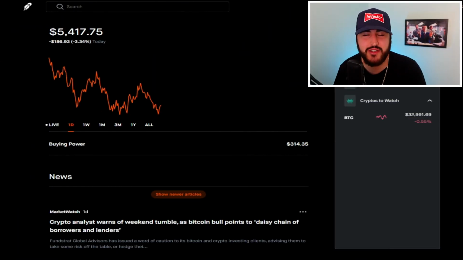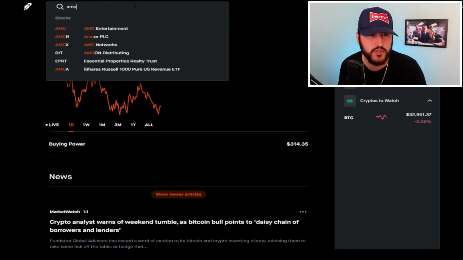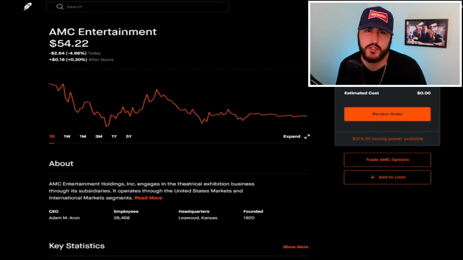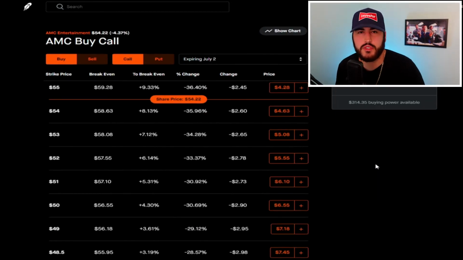So now that we have a general understanding of what options are and how they work, let's dive more into this. Let's head on over to Robinhood. This is your home screen, and let's see how to buy and sell options on Robinhood. The first step is to search for a stock, to search a ticker. We're going to search AMC. Now, to get into the option side of things, you're going to hit Trade AMC Options, and then this is going to pop up. This is called the options chain.